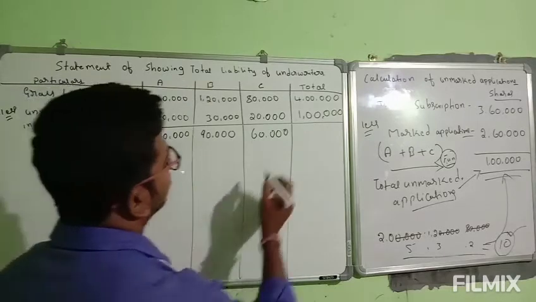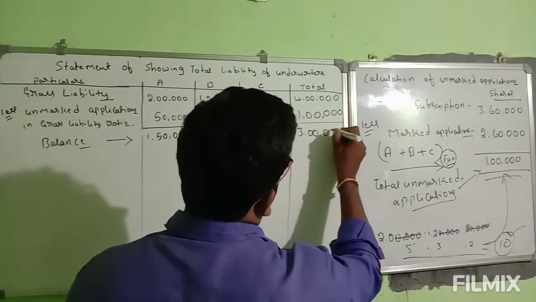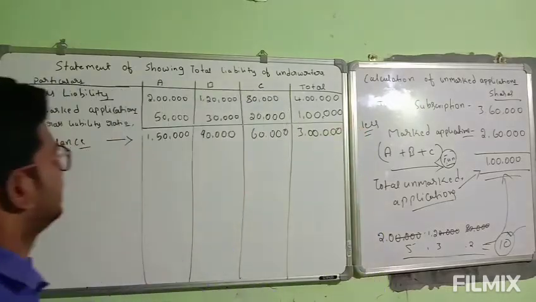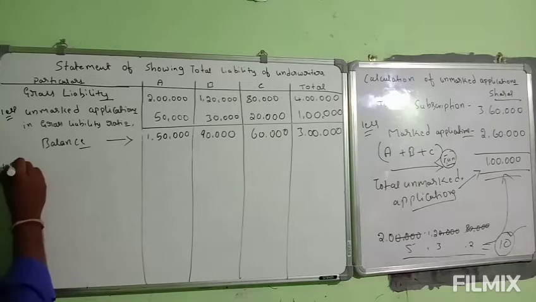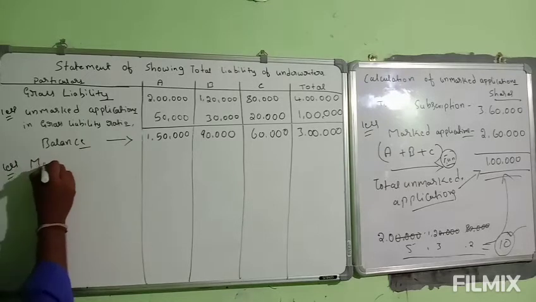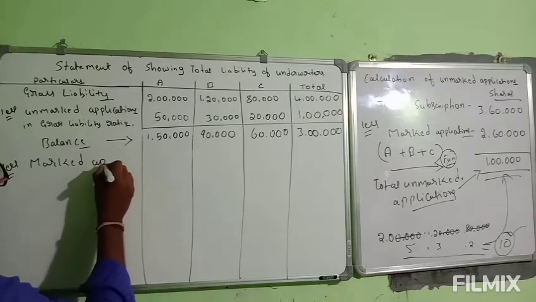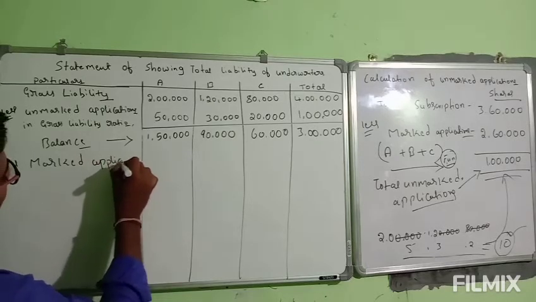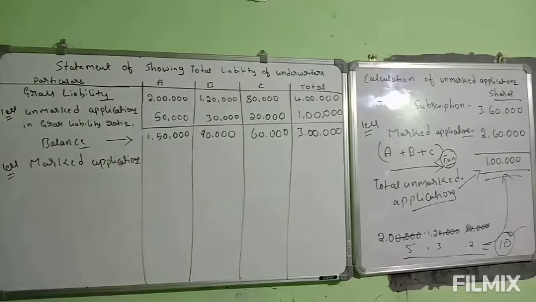So you can continue. So 4 lakhs minus 1 lakh, 3 lakhs. So then less marked applications. Marked applications already include firm underwriting, so no matter. We'll continue with the given marked applications in the question.